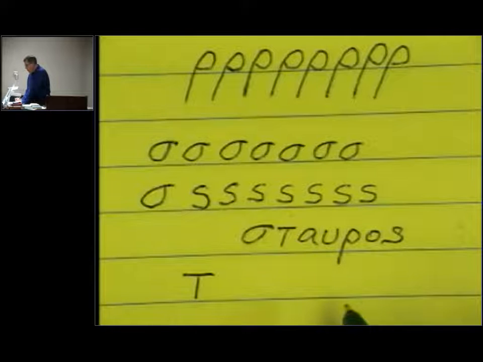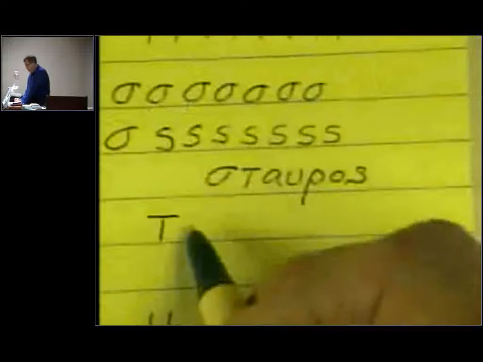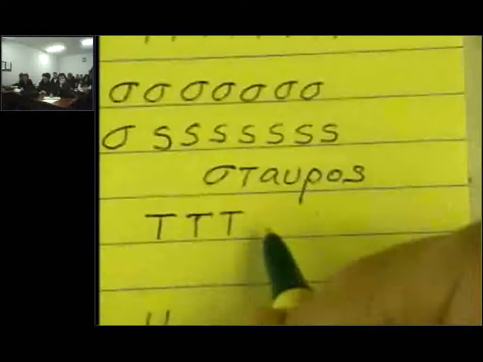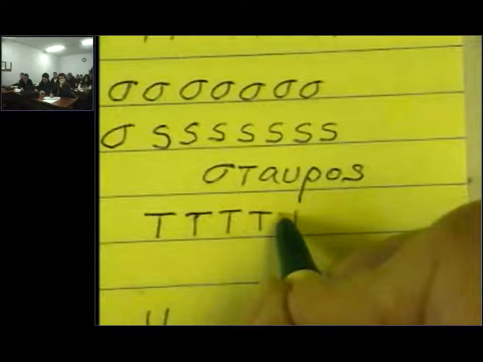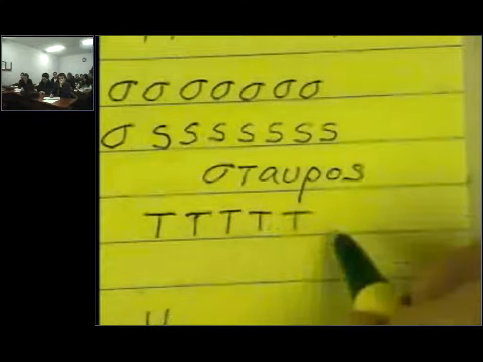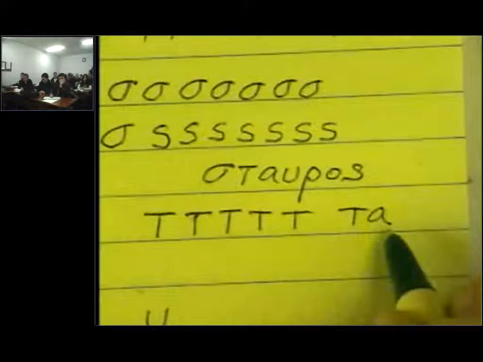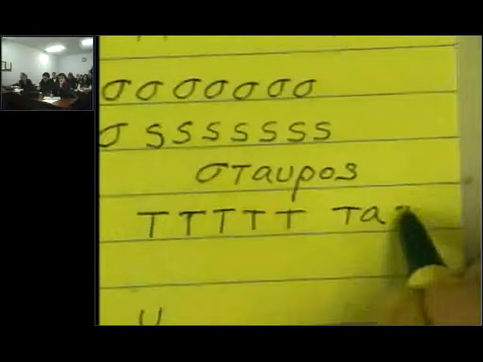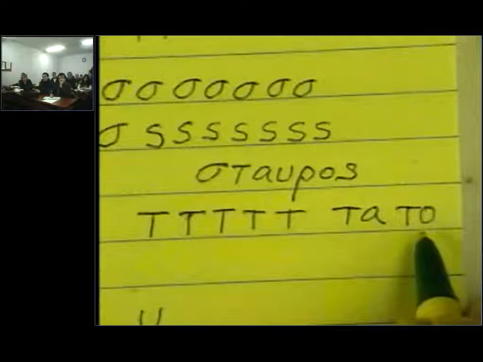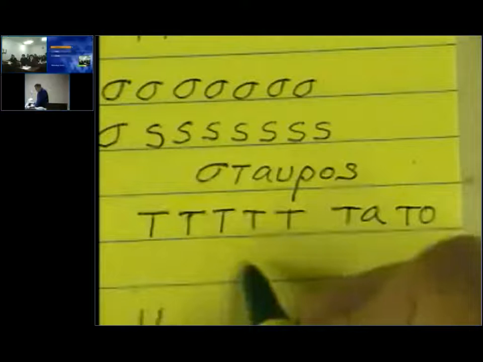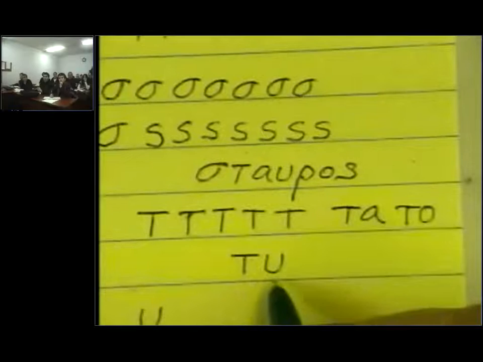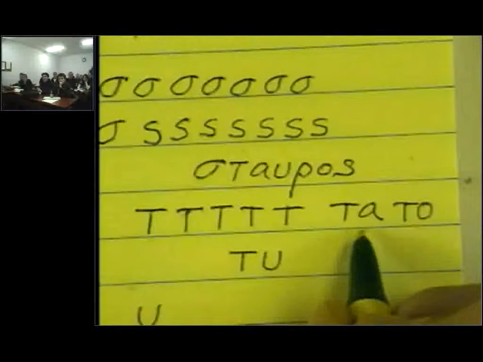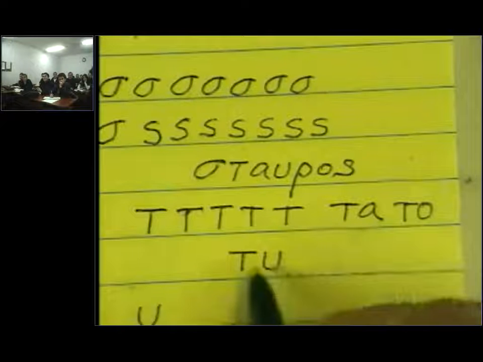Alright. Now, let's look at a tau. Tau. Pronounce: ta. Pronounce this: ta. All right. And pronounce this right here. Ту. Okay. To. Two.